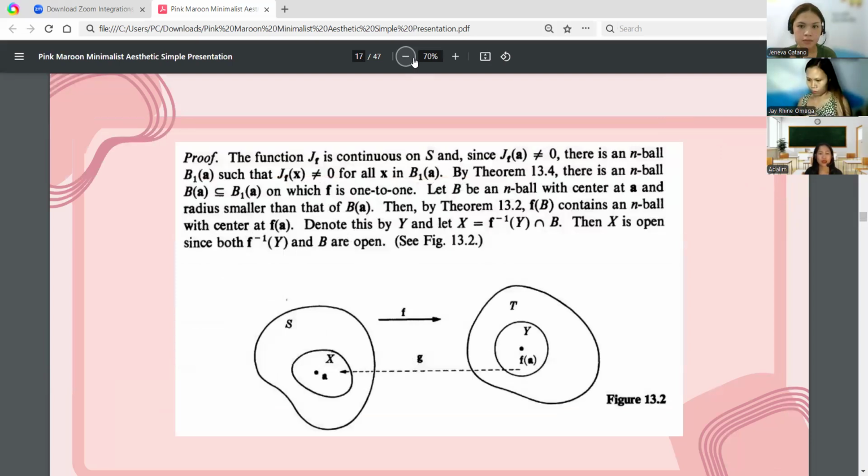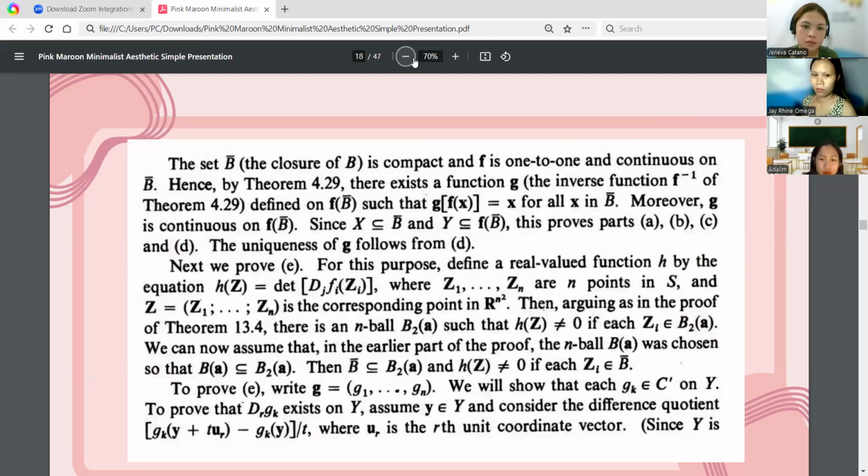Okay, so this is the proof for the previous slide. If you want to know more about it, just try to read and understand this slide. So now let's proceed to the next one. Okay, so this is the continuation of the proof.